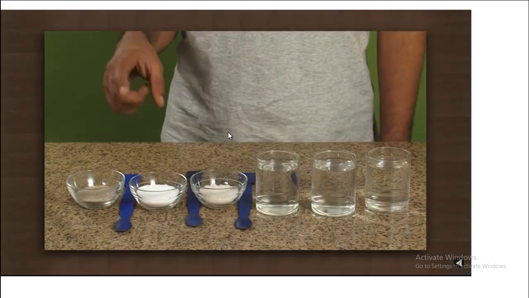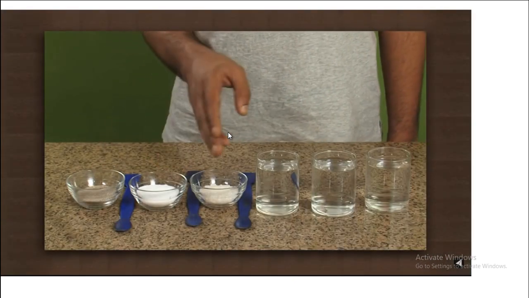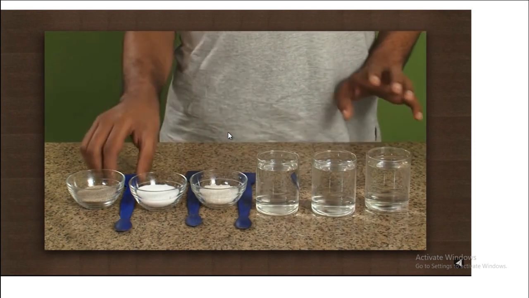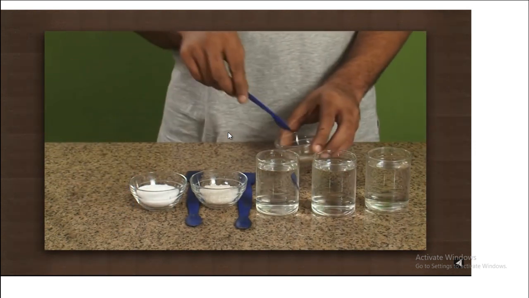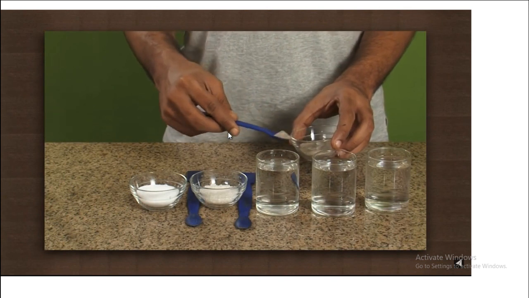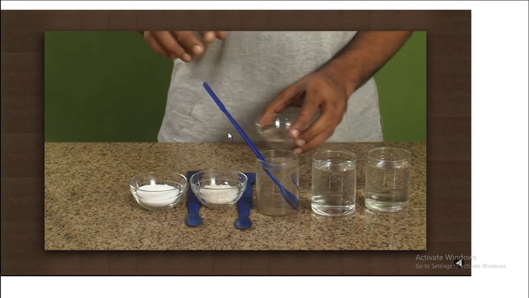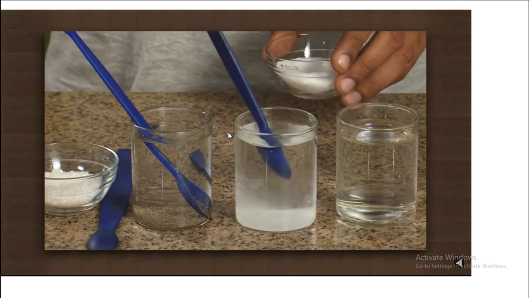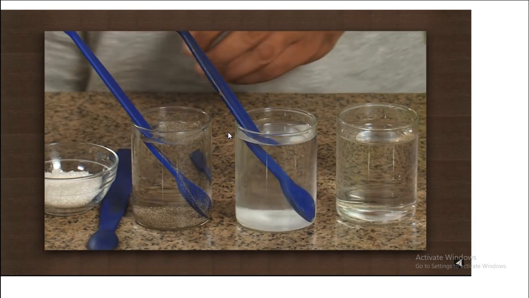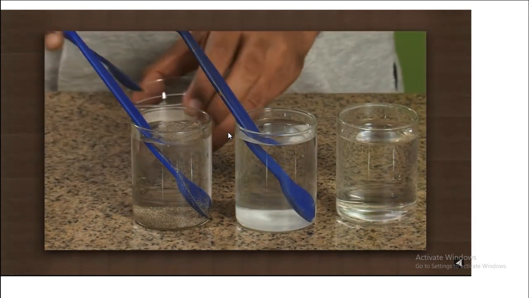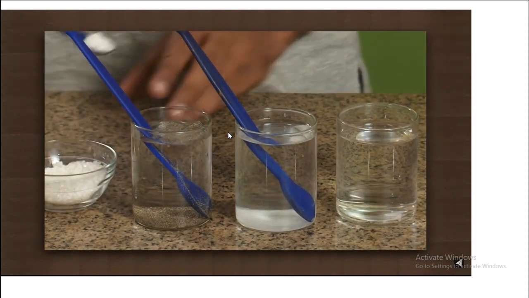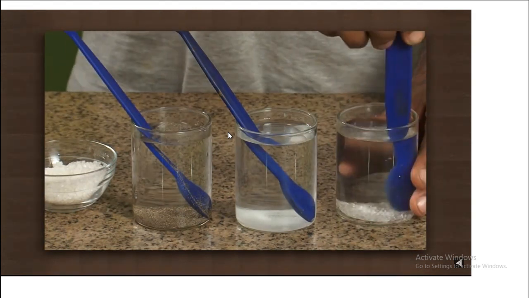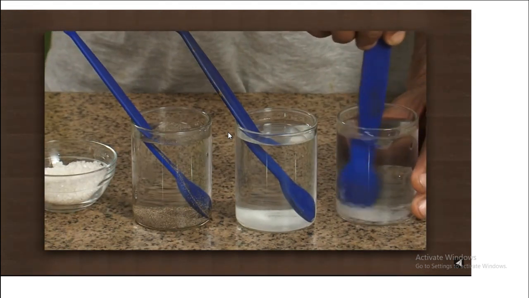We will test some substances to see whether they are soluble or insoluble in water. We need sand, salt, sugar, 3 glasses of water, spoons. Start with adding some sand in one glass and salt in the other, and sugar in the third glass. Now stir the water in all the 3 glasses for some time.